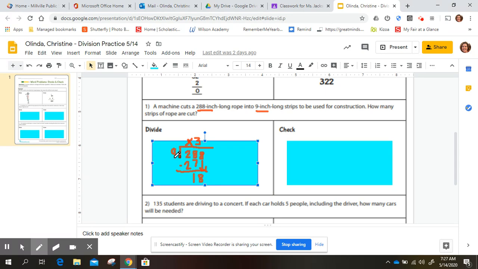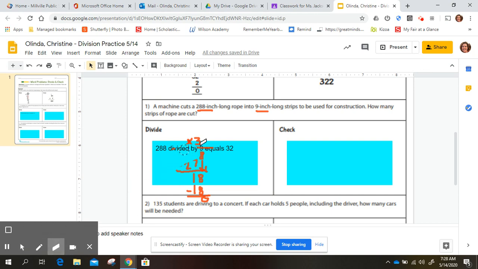Right away, when I know my fact families, I know that 9 and 18 are in a fact family, and that would be 2. 2 times 9 is 18. When I subtract 18 from 18, I get 0. So my answer was 32. If you wanted to put that in the box, you could write 288 divided by 9 equals 32.